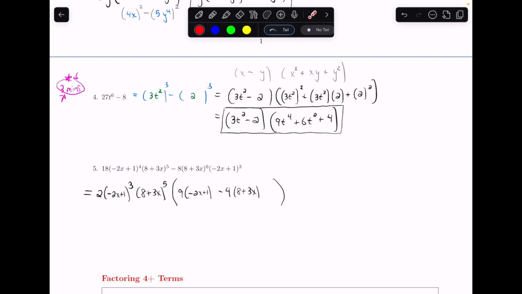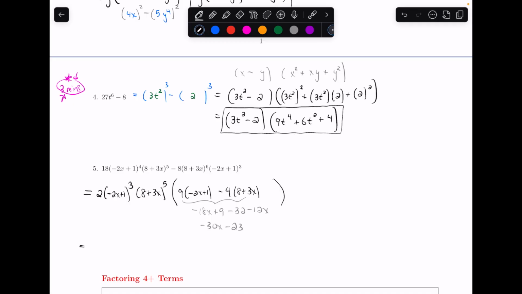What's left is all these leftovers within the parentheses, which I can simplify. If we distribute the 9, I'll get negative 18x plus 9. And distribute the minus 4, we'll get negative 32 minus 12x. Oh, now there are some like terms I can combine, because negative 18x minus 12x becomes negative 30x, and then 9 minus 32 becomes negative 23.